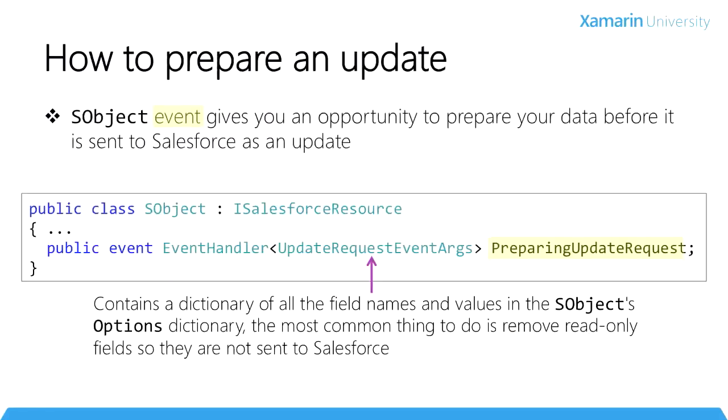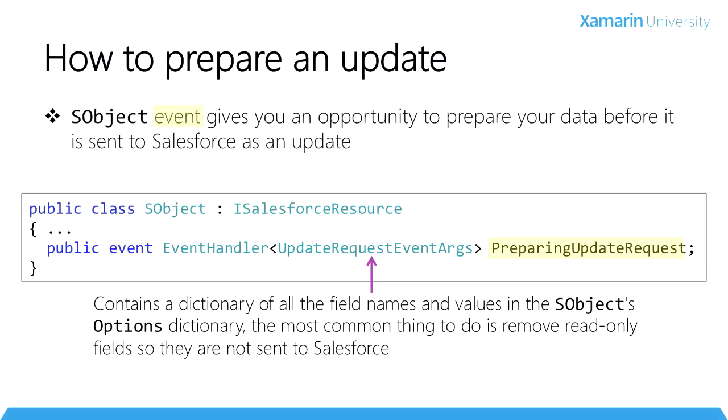So far, the operations have been fairly straightforward. However, updating rows requires a bit more work. The SObject preparing update request event gives you a chance to prepare your data before it is sent to Salesforce in an update operation. And this can be important when dealing with the read-only fields. Consider the following sequence. You run the query select ID, phone, last modified date from account. You then get back an SObject that contains the ID in its own property, and then two entries in the options dictionary, one for the read-write phone field and one for the read-only last modified field.